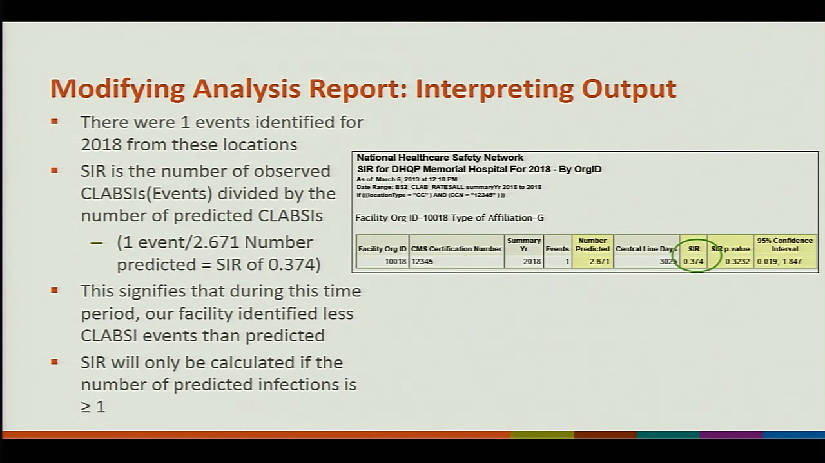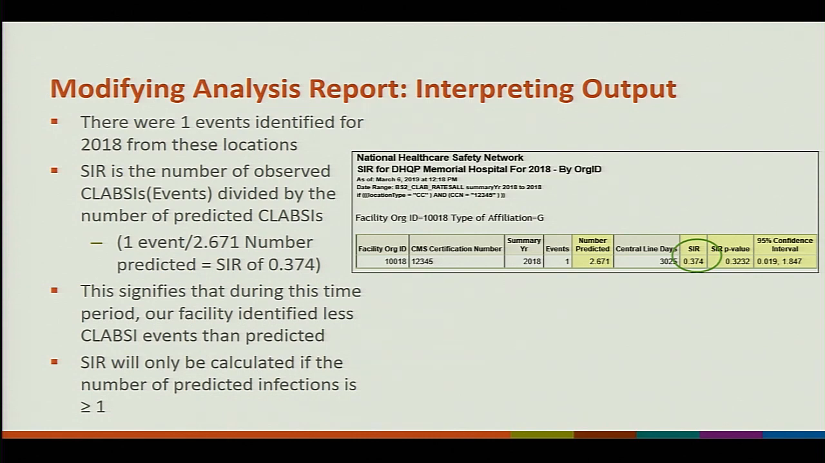All those risk adjustment models are used. And for this specific example, we predicted that 2.61 infections were to occur during this month from these facilities, or for this calendar year from this facility. And so finally, the SIR, with one event over the number predicted, gave us an SIR of 0.0374. So this signifies that during this time period, our facility identified fewer CLABSI events than predicted.